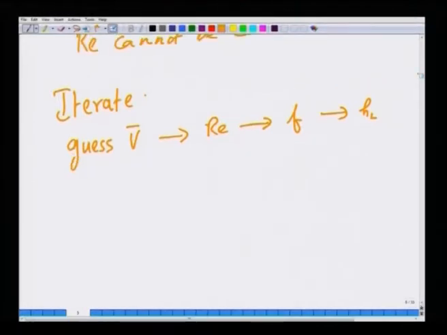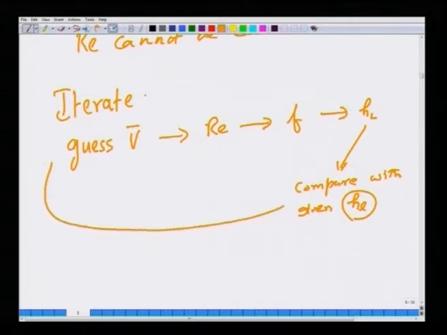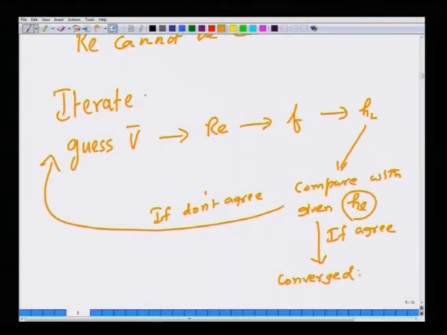So, you obtain a head loss and compare with the given head loss. That is, once you know delta P, you can actually calculate the head loss. If they do not agree, then keep doing it. Again refine your guess for V and repeat. If it agrees, then you have the answer as converged.